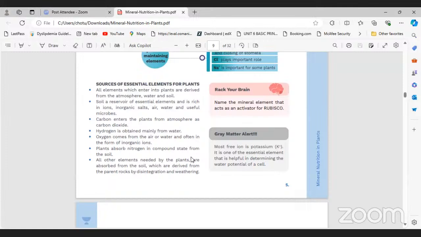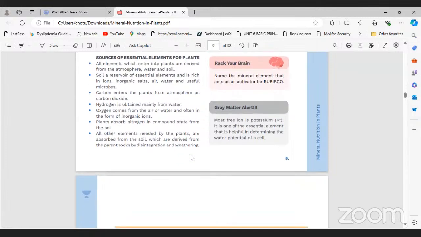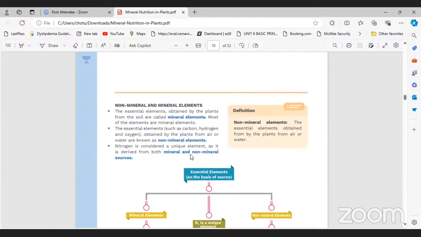Plants absorb nitrogen in combined state from the soil. All other elements needed by the plants are absorbed from the soil, which are derived from the weathering of parent rocks. The essential elements obtained by the plants from the soil are called mineral elements.